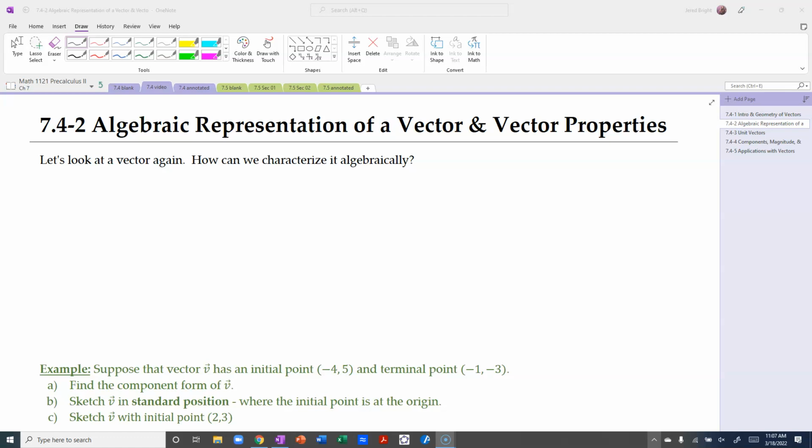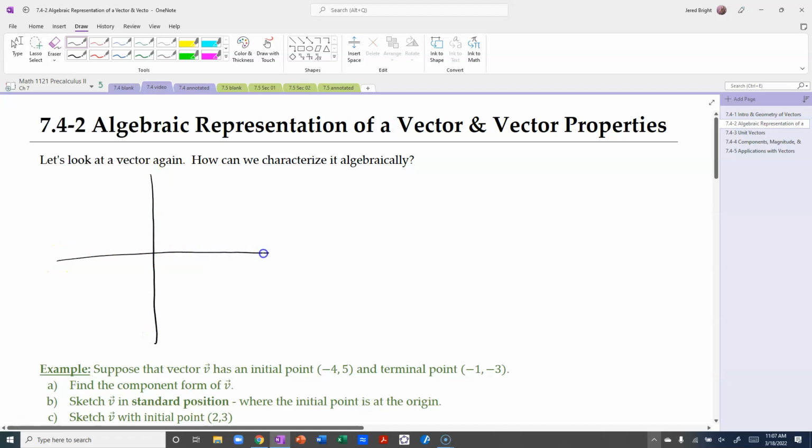Welcome back, and we are going to look at representing vectors with algebra. Let's review how we thought of vectors previously. I'm just going to draw a coordinate grid here.